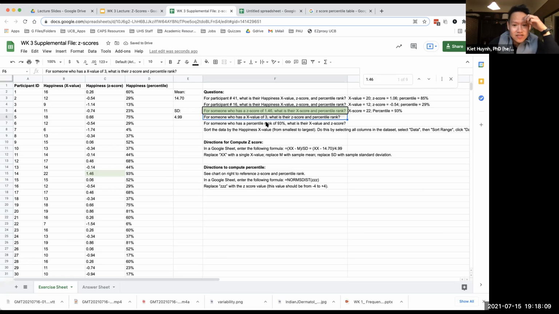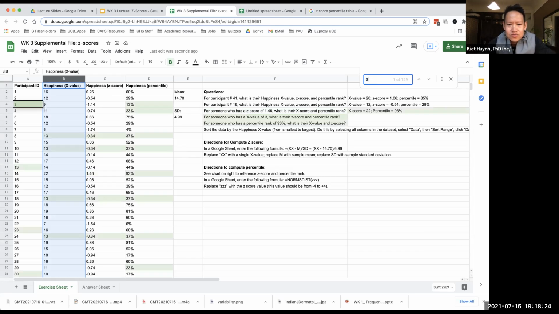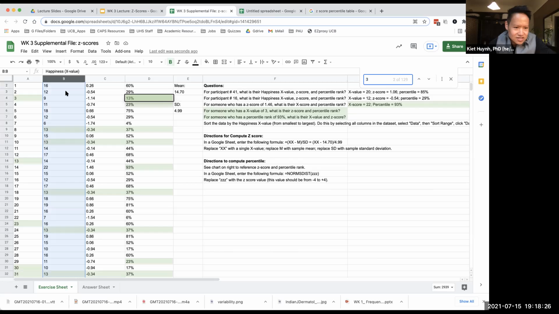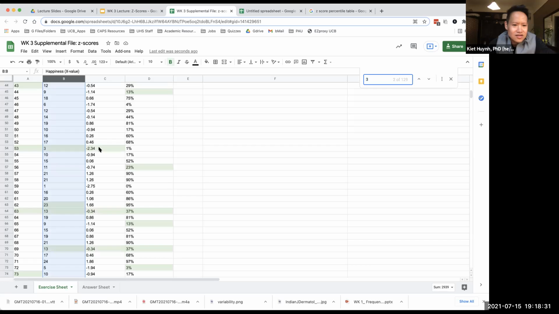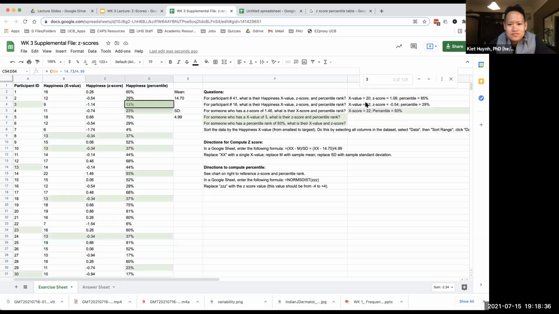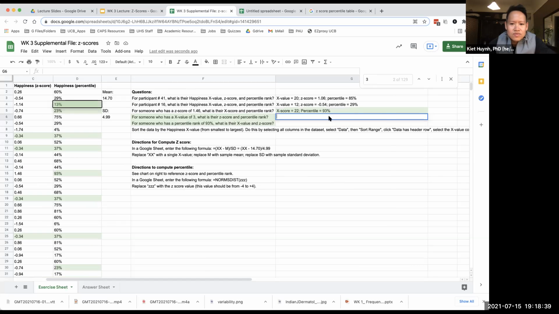For someone who has an X value of 3, what is the Z-score and percentile rank? So here we're given the X value, and we need to find the Z-score and percentile rank. So we just need to look for a value of 3. So we can go again to the search bar, hit 3, and enter, go down this and see where we can find a 3. There you go. Z-score and percentile rank. Let's just copy that. And paste.